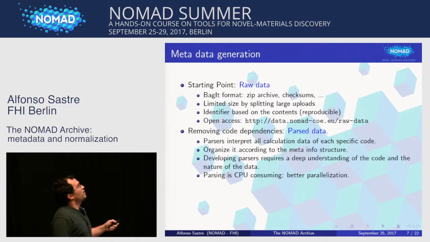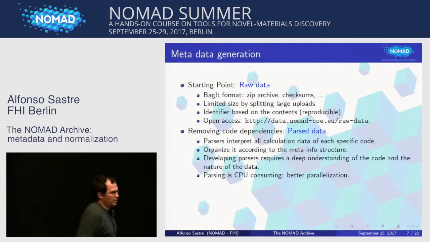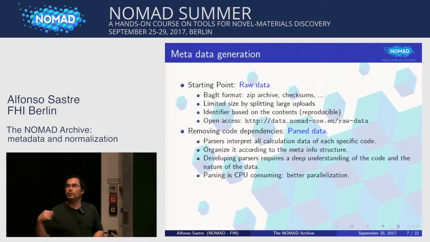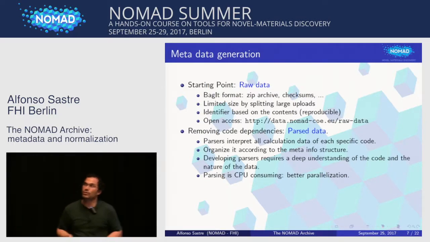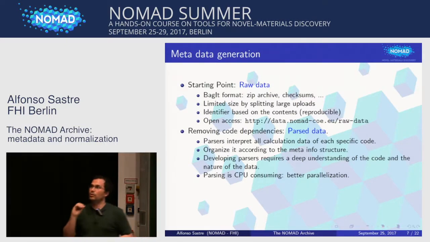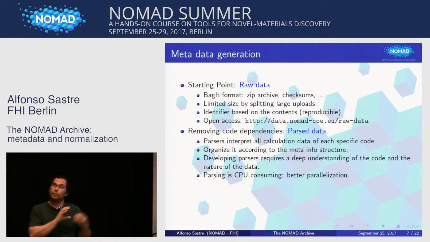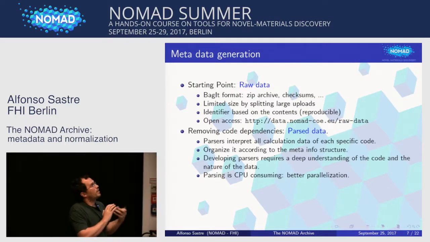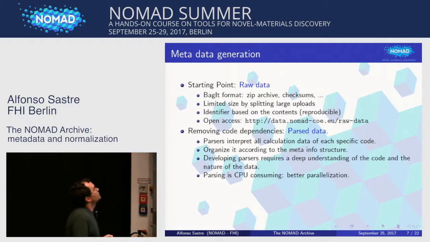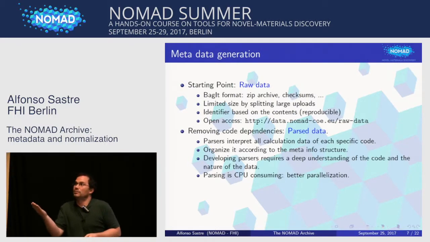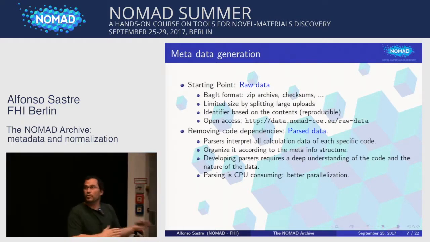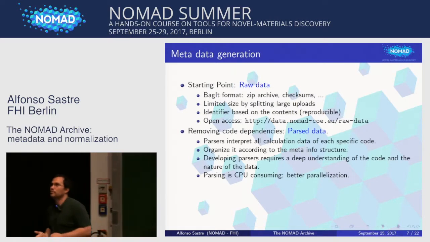And then once we have this, we need to remove the code dependence. We call this parsing the data. Okay? For example, you ask if you can create a converter for your code. Essentially, what we do is we create one thing we call a parser for each code. And this code is going to extract the information we need and create a file we call archive that contains the metadata. Okay? So in principle, if you want to do that, there are some rules on how to create the converters. You can do it in Python or Scala, and we can help you to do it.